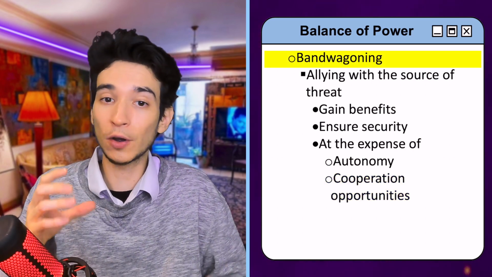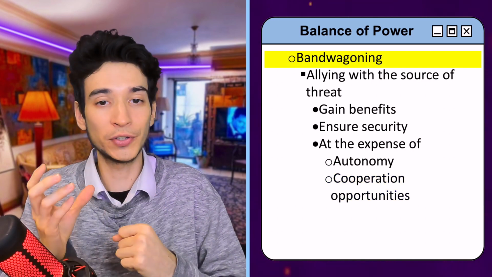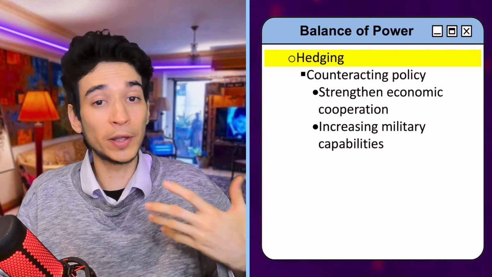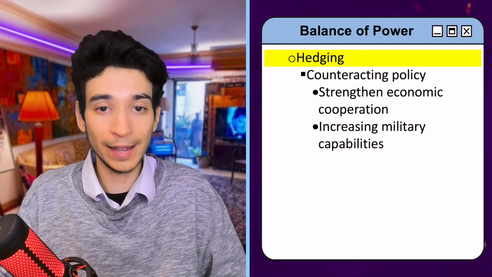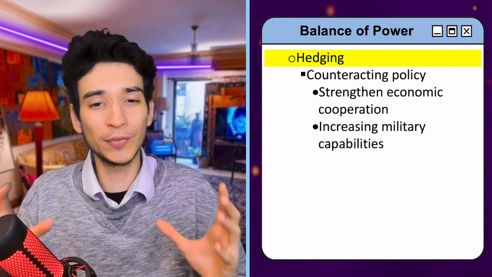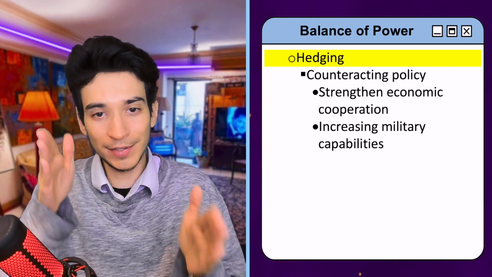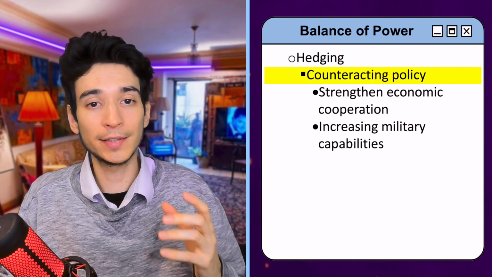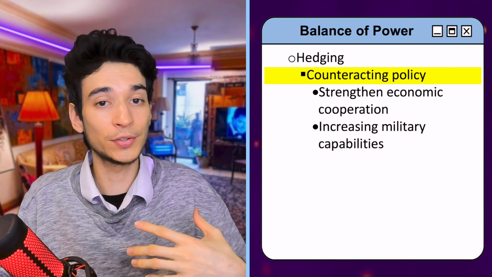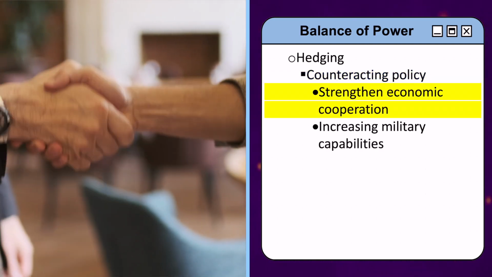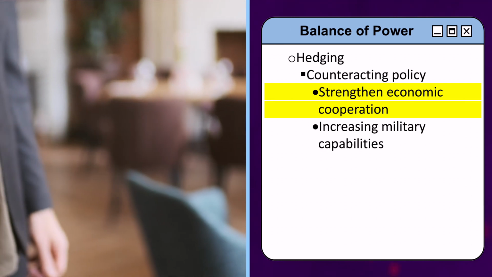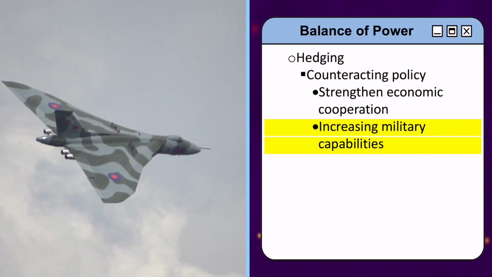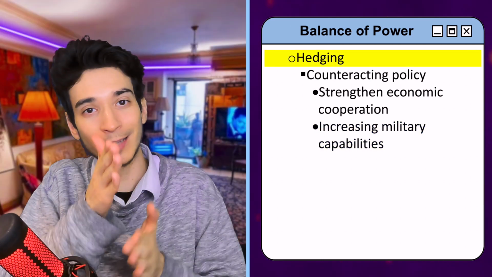So this one is done when a country finds itself in a weak position and decides to ally with the stronger country. And there is also a third strategy, and this one is known as hedging. So hedging is kind of like an insurance policy. Hedging lies in the middle between balancing and bandwagoning. In this case, the country conducts a counteracting policy by strengthening its economic cooperation with the country that it sees as a threat, while at the same time preparing for confrontation by increasing their military capabilities. So you can see how it's kind of like in the middle between both.